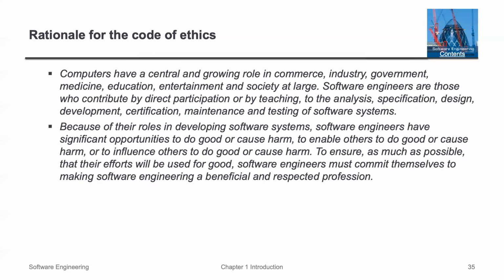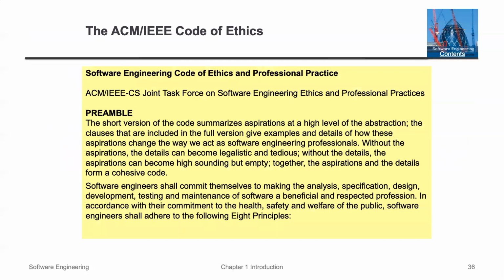So to produce good, to enable others to do good or cause harm, we want to be helping them to be going on the side of doing good, and we want to influence others to do good rather than cause harm. So to ensure as much as possible that their efforts will be used for good, software engineers must commit themselves to making software engineering a beneficial and respected profession. So that's kind of a general statement.